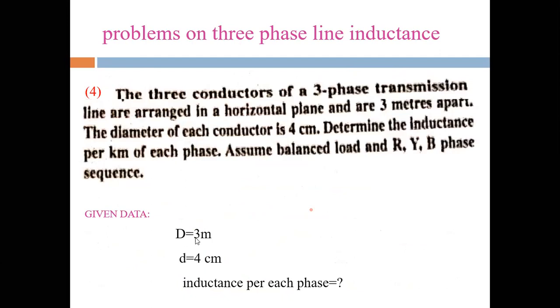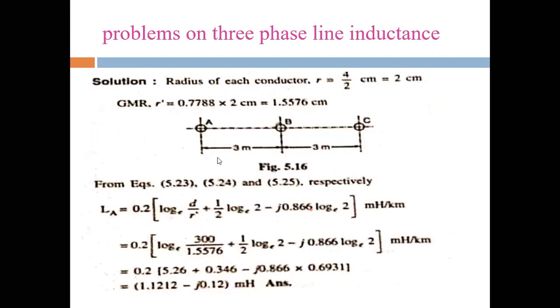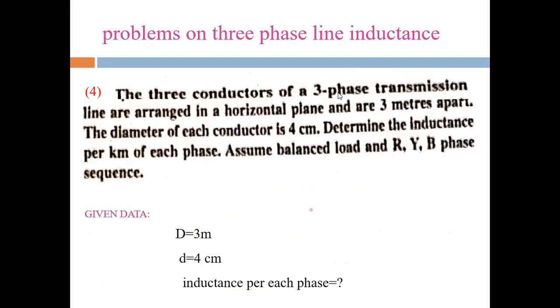Okay, R is equal to D by 2, that is equal to 3 by 2. Therefore R is equal to 1.5 meters. Sorry, the diameter is 4 centimeters.